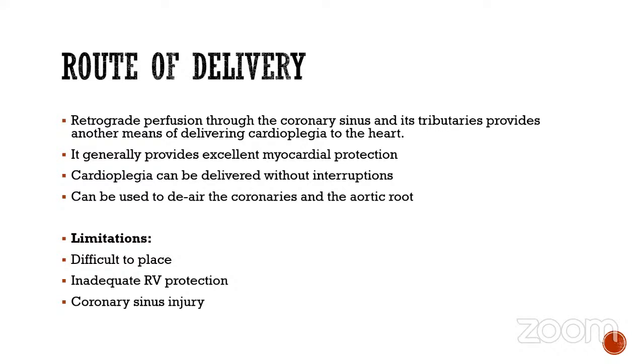Another limitation, or another complication really, of retrograde cardioplegia delivery is coronary sinus injury, which is quite rare, but it can be fatal. The rule of thumb is not to let the coronary sinus pressure exceed 50 millimeters of mercury, as it will cause rupture of the coronary sinus, and not to let it be below 30 millimeters of mercury, as that is too low of a pressure. Usually, when using retrograde cardioplegia, the rate of delivery is about 200 milliliters per hour.